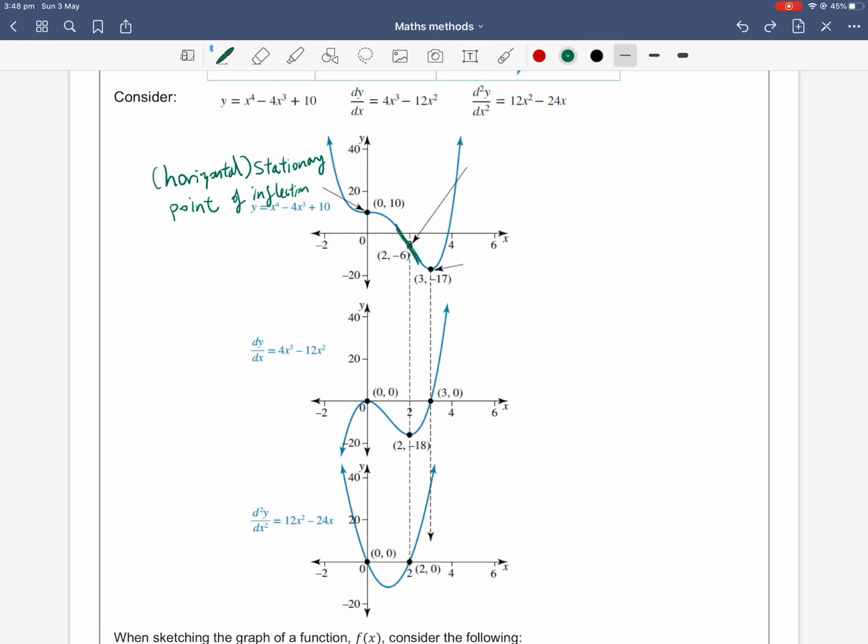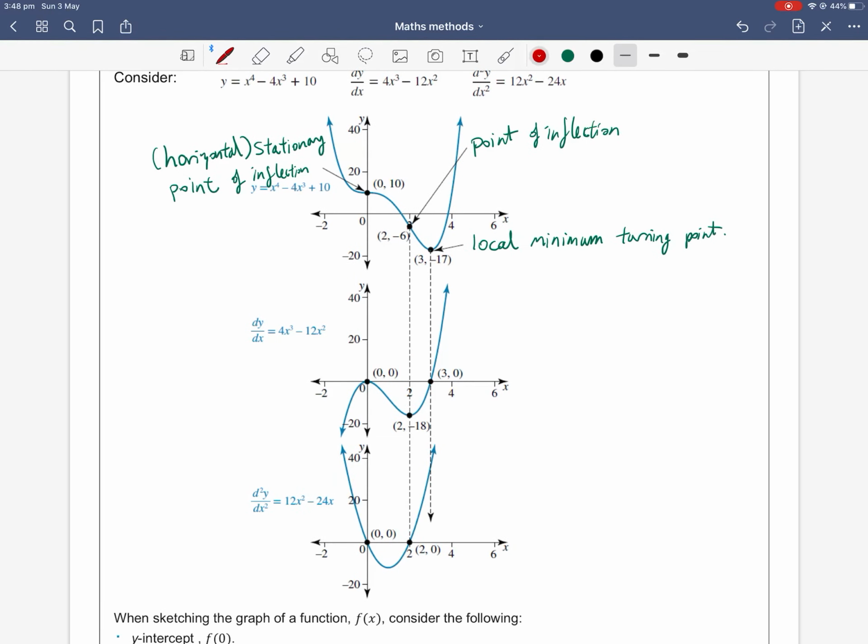At this point here, it is a point of inflection. It's not stationary though because the gradient at this point is not flat. But you do know it is a point of inflection because it goes from concave down and then switches to concave up below. So this here is a point of inflection. And down here you've got a turning point, a stationary point. It's a happy face, so it's a local minimum turning point or stationary point.